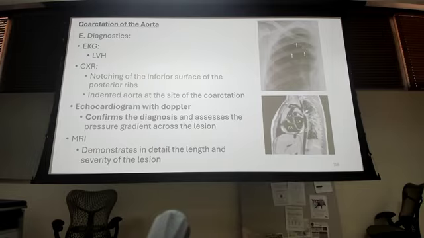EKG, chest x-ray, may have some non-specific findings. You may see notching of the inferior surfaces of the posterior ribs because of that. Those arteries are getting larger volumes of blood. They start to get enlarged, which then eats away at the undersurfaces of the ribs.